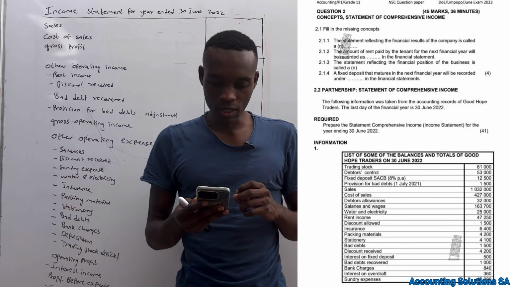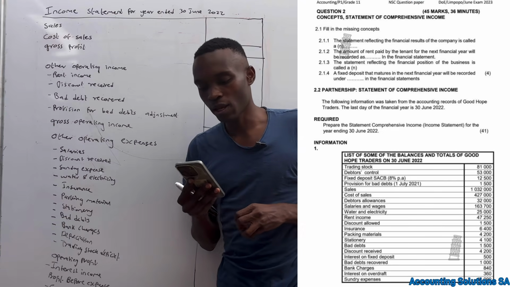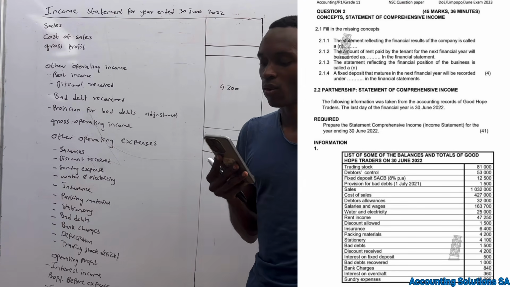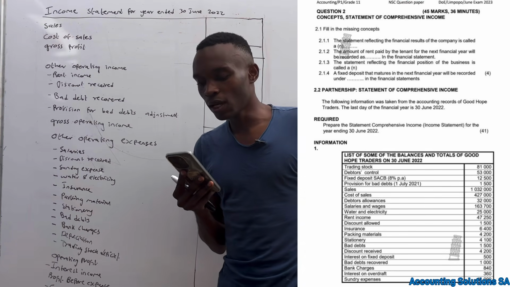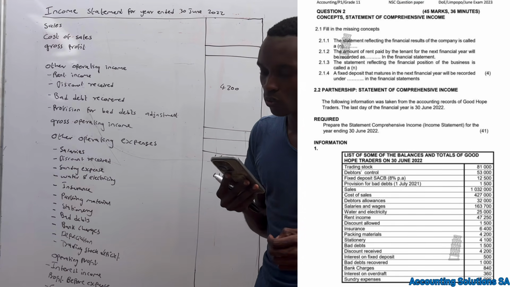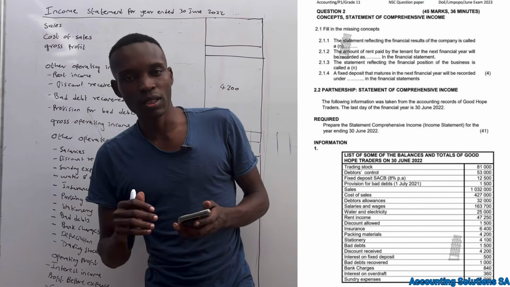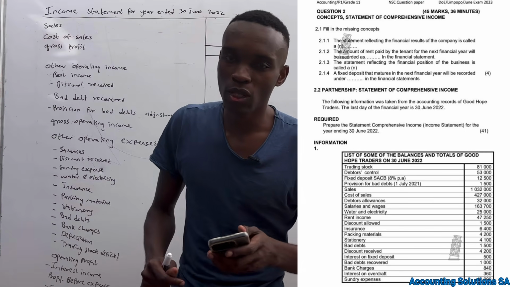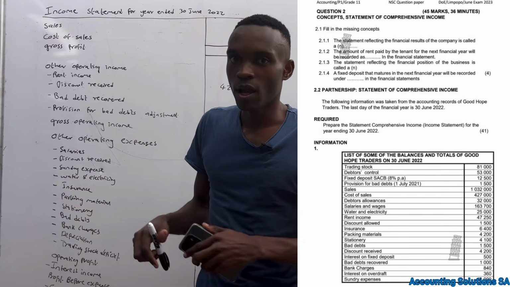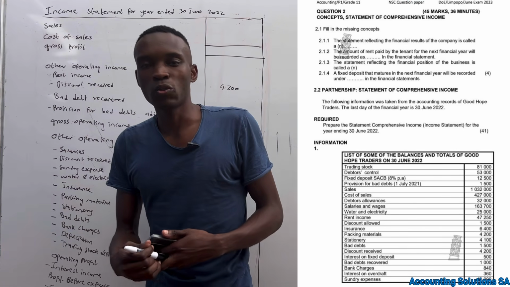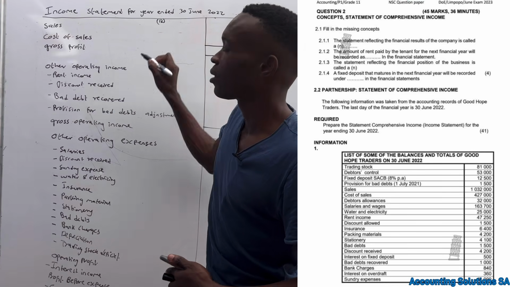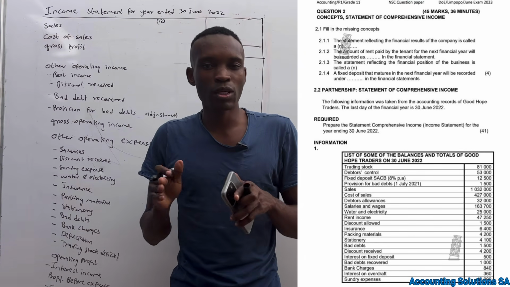Okay, let's check the question paper that we have. The required part says: prepare the statement of comprehensive income, which is also known as the income statement, for the year ending 30 June 2022. It's very important to know your reporting period so that you will be able to calculate the months, because the major principle under the income statement is that you need to record a transaction for 12 months. Every transaction must contain 12 months.